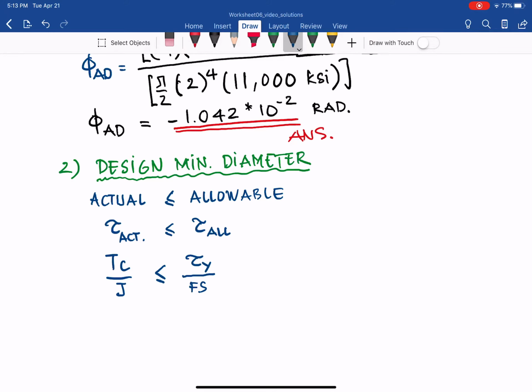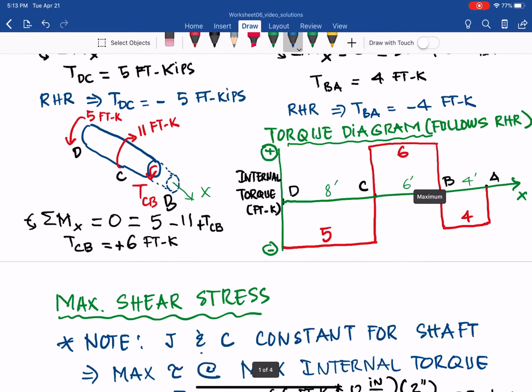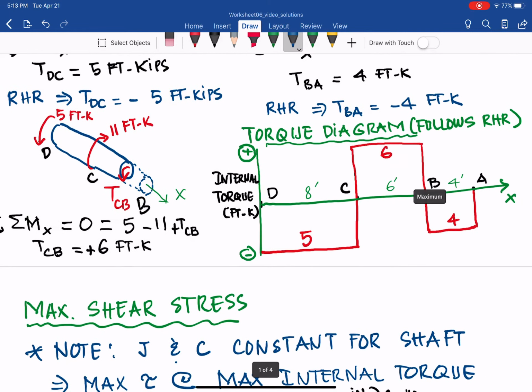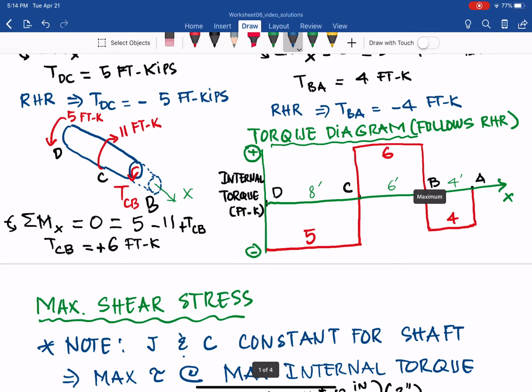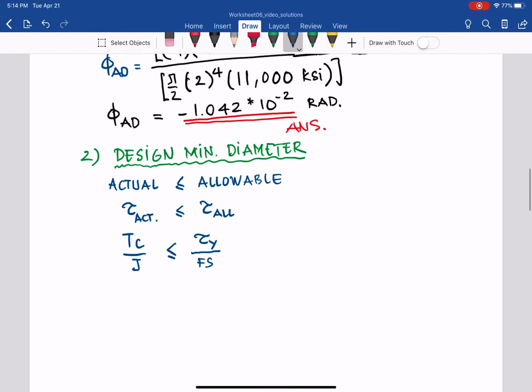Of course, we design for the maximum T. The most critical segment in this shaft is CB, because it gets the maximum torsion, 6 foot-kips. If we design for CB, then every other segment should be okay. So we start with 6 times 12. Why 12? That is to change from foot-kips to inch-kips. And then C is the unknown in this case.